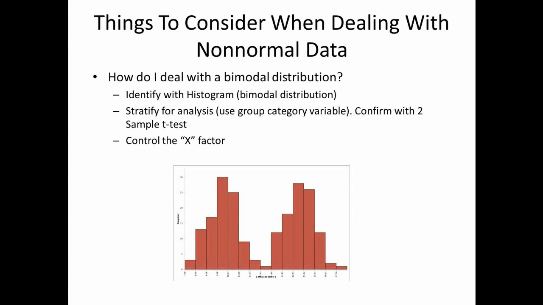So use the group category variable, or at least try different group category variables, and then use the two-sample t-test to understand what is the significant X factor. And then you want to control that X factor. You want to put standard operating procedures in place to try to correct or identify this and essentially get this process looking as a unimodal distribution. All right, but again, to recap, it would really not be appropriate to try to transform the data. The best approach here is to try to understand that X factor.